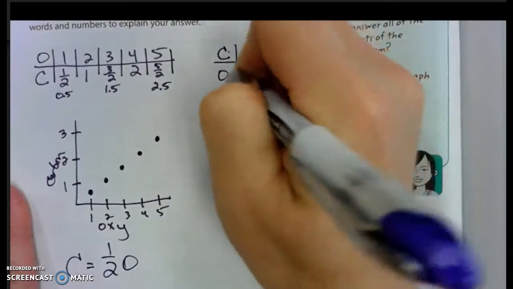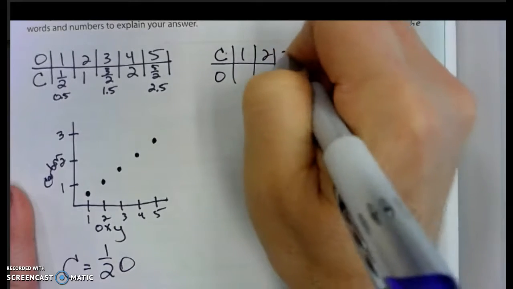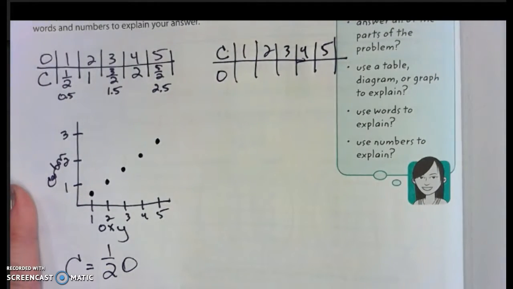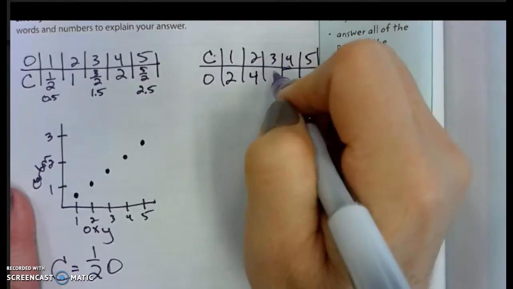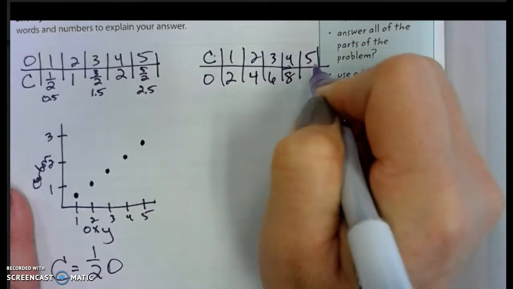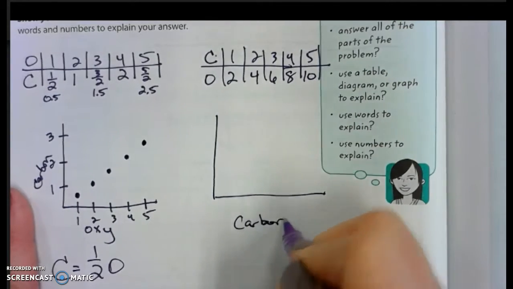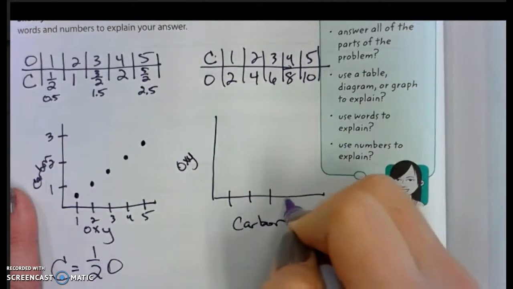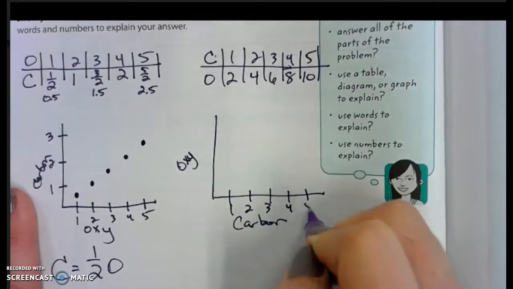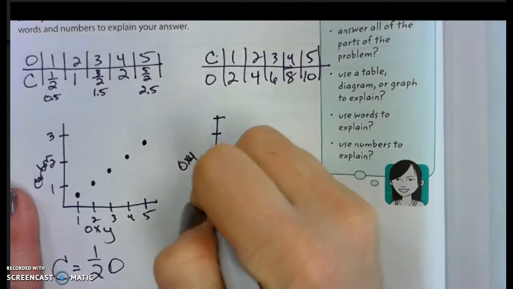For the other one, we were using carbon as the input and oxygen as the output, so you could make a quick table there. Carbons, 1, 2, 3, 4, 5, and then we have to double the carbon atoms for oxygen, so 2 times 1 is 2, 2 times 2 is 4, 3 times 2 is 6, 4 times 2 is 8, and 5 times 2 is 10. We could also graph it. This time carbon goes on the bottom and oxygen goes on the side. Carbon, we went 1 through 5, and we need to go all the way to 10. So I'm going to go 2, 4, 6, 8, 10.